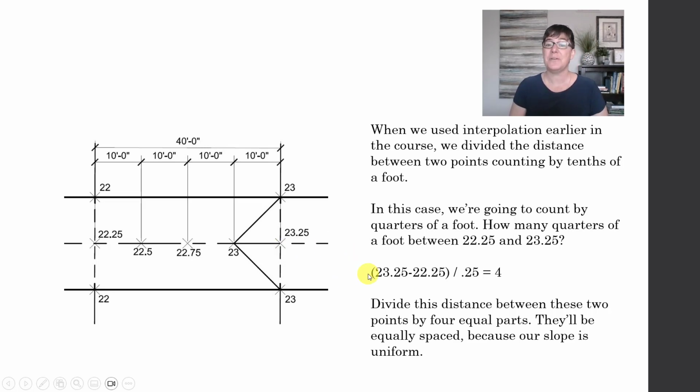And you could actually, if you needed to, calculate this. Take the higher number minus the lower number, divide by that quarter of a foot, and you get 4 equal spaces. So you're going to take this point to this point, and divide that into 4 equal parts. They'll be equally spaced because our slope is uniform. We already have done that first pass grading solution and created a beautiful uniform slope on our road.